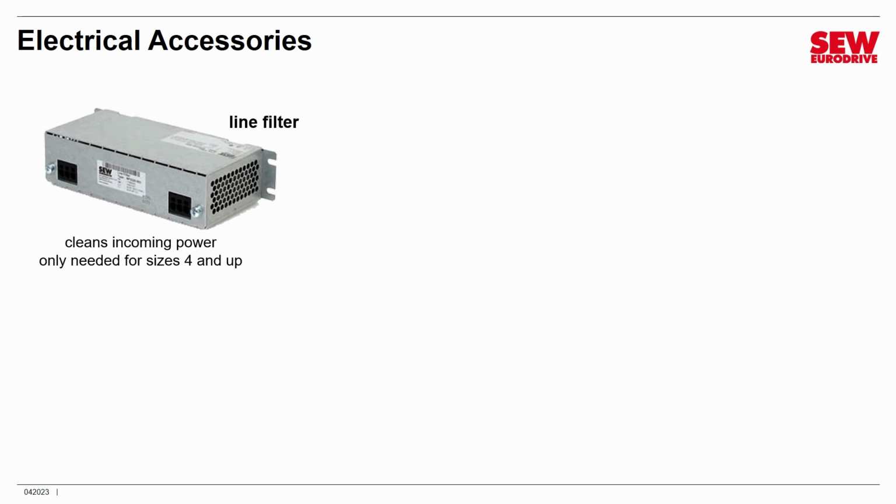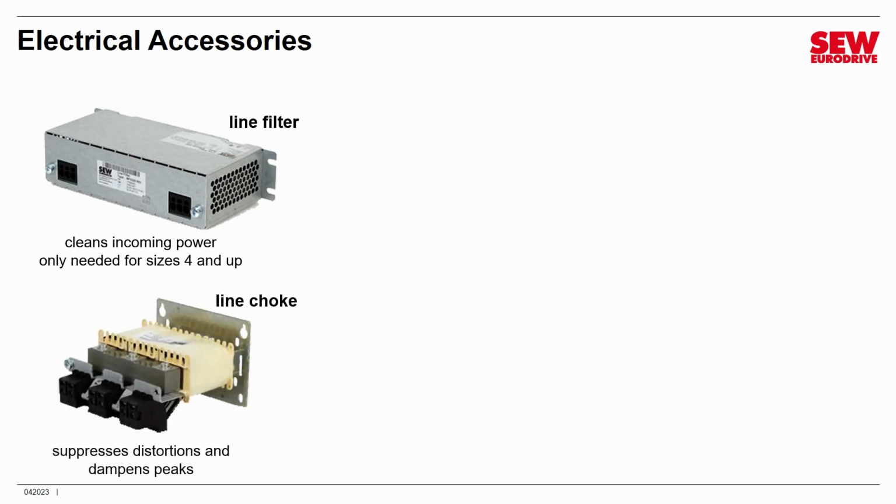Now, besides the exciting electronic accessories, we also sell a whole line of electrical accessories to deal with application-specific issues. To choose these, coordinate with an engineer because many of these require engineering-specific information. We offer things like line filters to clean up incoming power. If the incoming power is kind of dirty, then you might need this. This works with only certain sizes. It's used for sizes 4 and up.